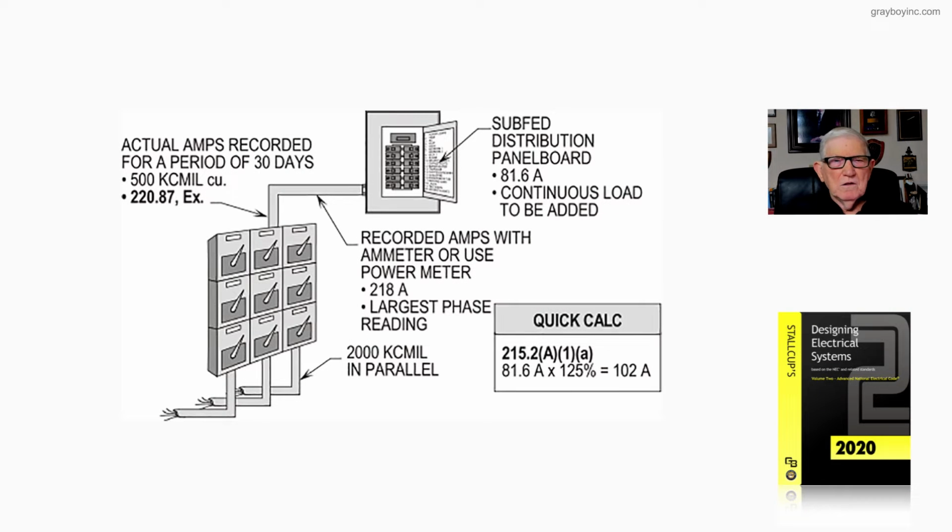Now let's take a look at sizing a feeder, as you see in the illustration, routed over to the subfed distribution panel board, and we have a load there of 81.6 amps that's continuous. So to be cautious, the designer of this particular system is applying 215.2(A)(1)(a), the 125% rule, times 81.6, and they're just dealing with 102 amps.